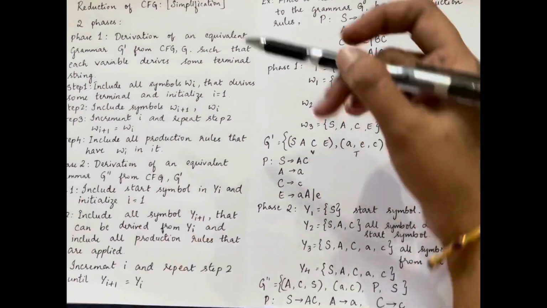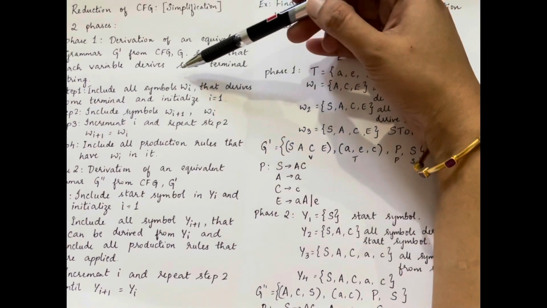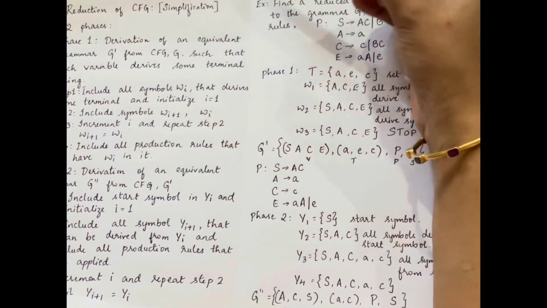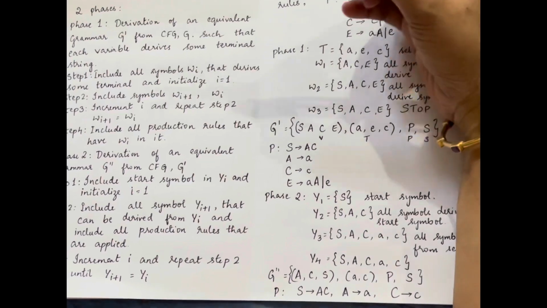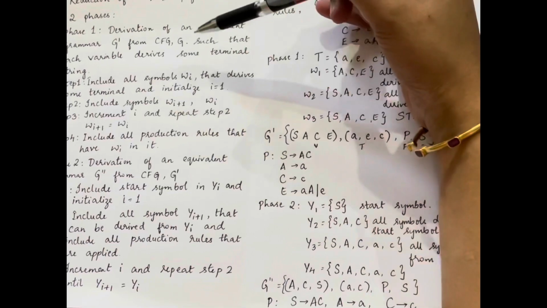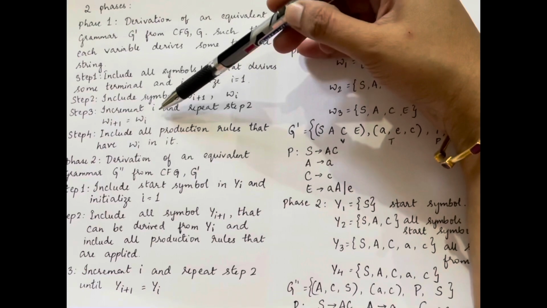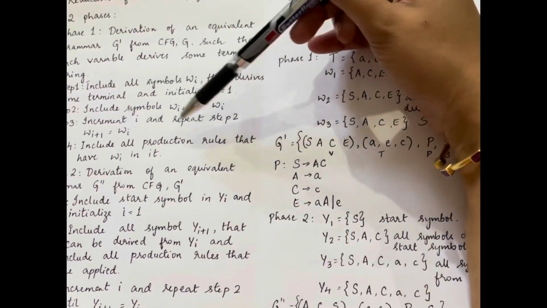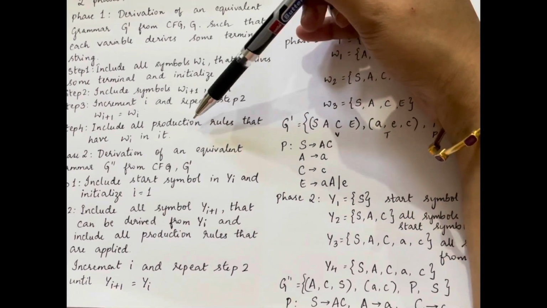Step 1 says include all symbols W1 that derive some terminal, and initialize i equal to 1. Then your second step is to include the symbol Wi plus 1. After that, your third step is to increment i and keep on repeating this second step until Wi is equal to Wi plus 1. Then your step 4 is to include all production rules that you have in Wi.